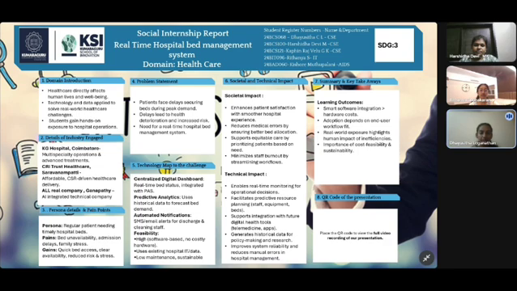Additionally, patients often have no way to check real time bed availability before arriving at a hospital. Our goal is to solve this problem by creating a more efficient, automated system for managing hospital bed availability.